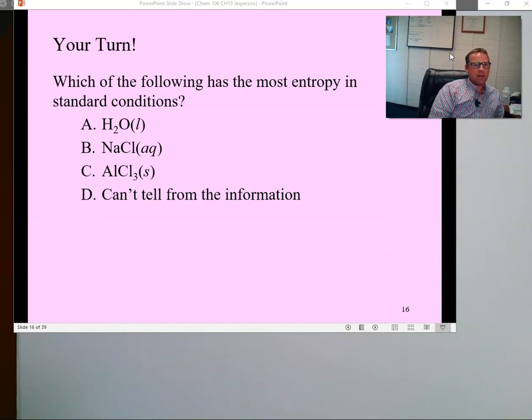Which one would you say would have the higher entropy? I would think H2O. I know it's not AlCl3 because it's solid, but H2O. It's a liquid, right? So because it's a liquid, things are moving around more. I think that's the reason why we would say it's higher than AlCl3, which is a solid. Good. What about NaCl aqueous? What about that one?